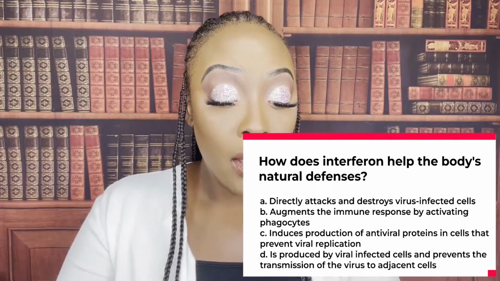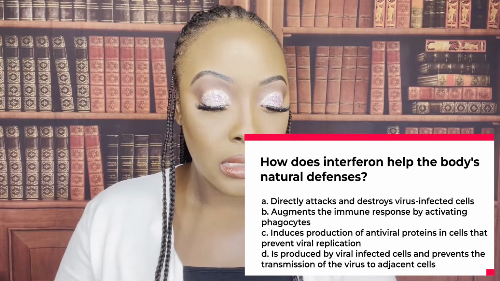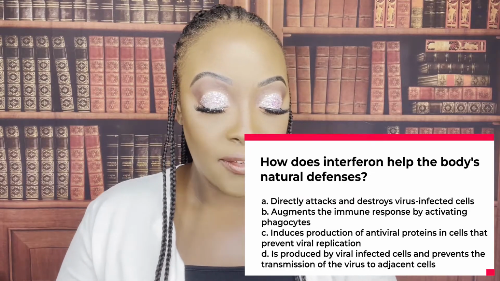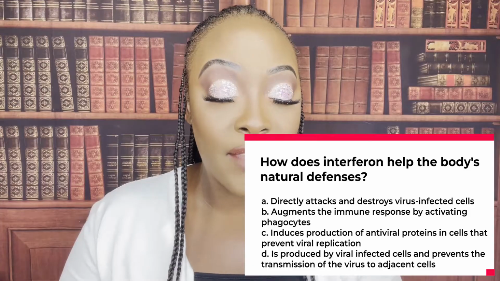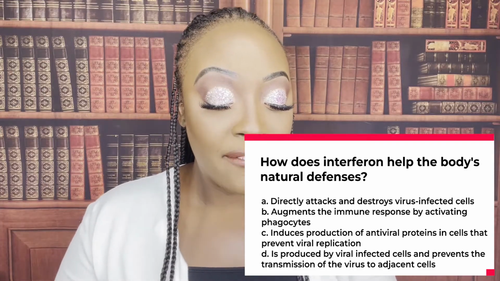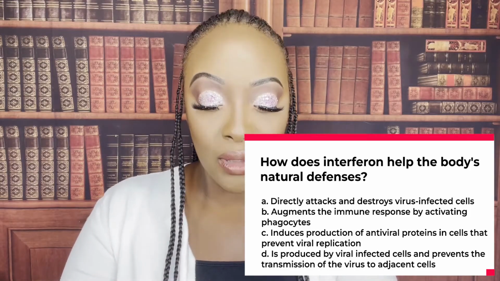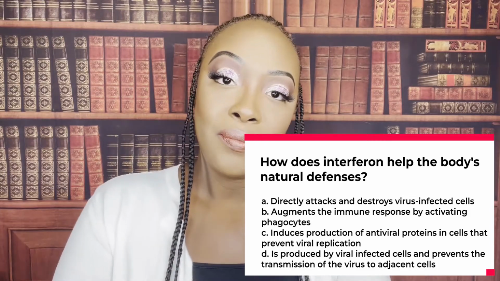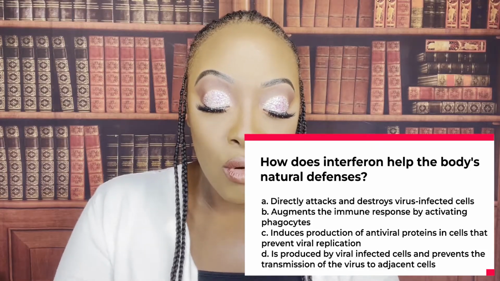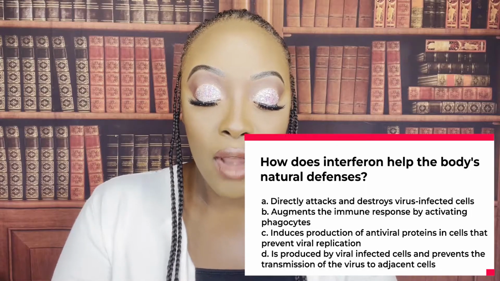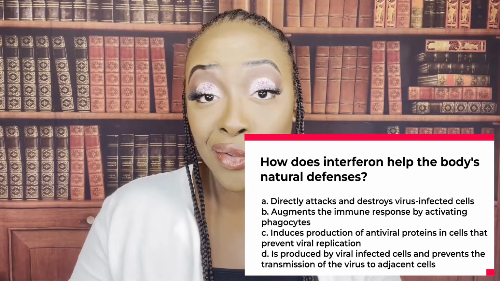How does interferon help the body's natural defenses? A, directly attacks and destroys virus-infected cells. B, augments the immune response by activating phagocytes. C, induces production of antiviral proteins in cells that prevent viral replication. Or D, is produced by viral-infected cells and prevents the transmission of the virus to two adjacent cells. What do you guys think? Guys, the correct answer is C. It induces production of antiviral proteins in cells that prevent viral replication. And guys, this is also known as the antiviral effect. That's exactly what it does. It answers the question. The correct answer is C.